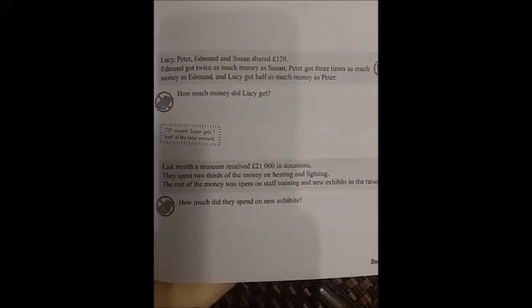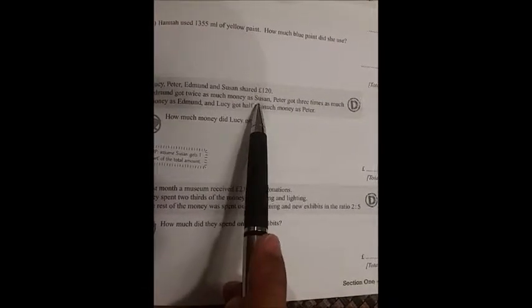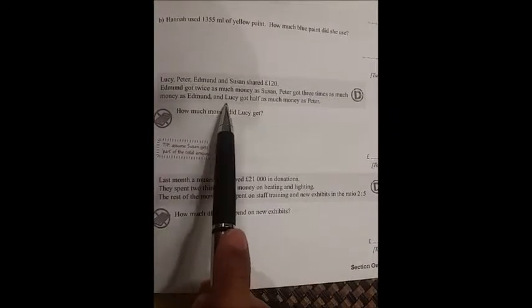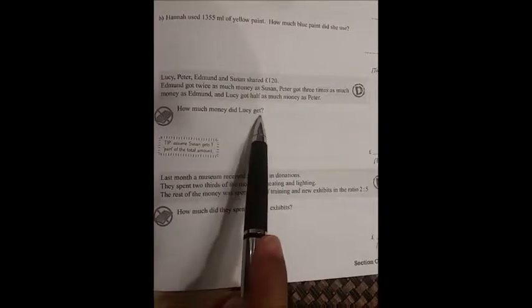So Lucy, Peter, Edmund and Susan shared 120 pounds, and Edmund got twice as much money as Susan. Peter got 3 times as much money as Edmund, and Lucy got half as much money as Peter. So how much money did Lucy get?